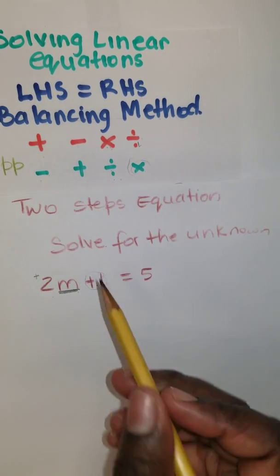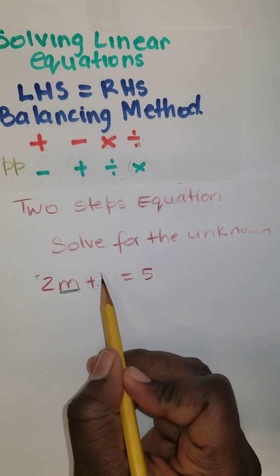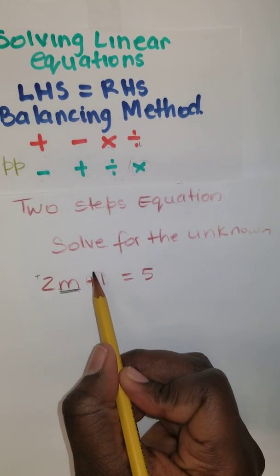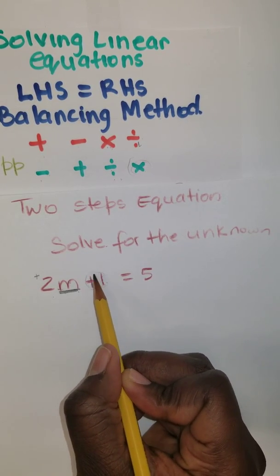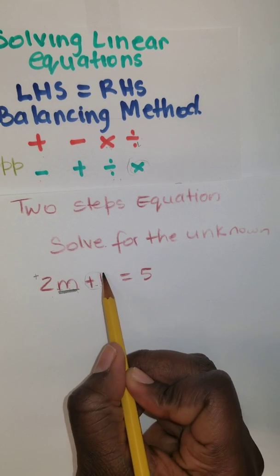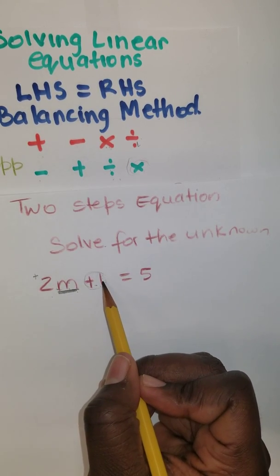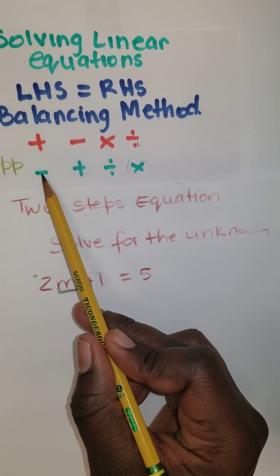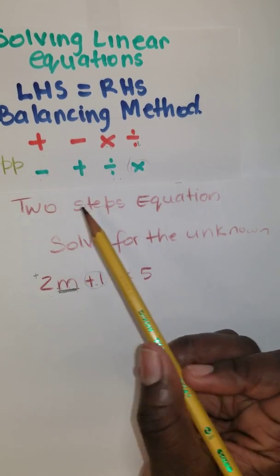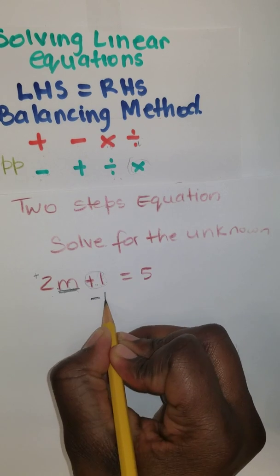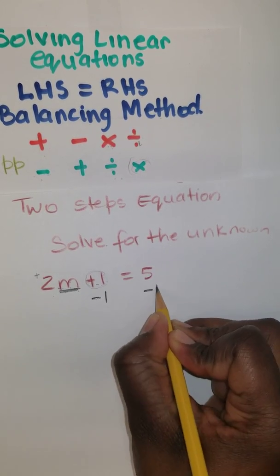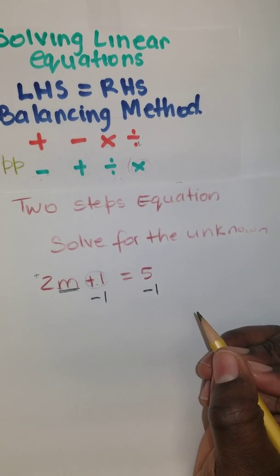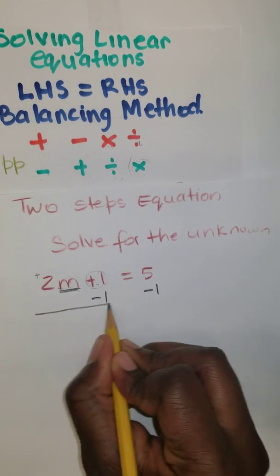Okay? So between these two terms they're adding. So my goal is to get rid of the number or whatever is adding to the 2m. In this case it's a positive 1. To get rid of this positive 1, I must do the opposite operation by subtracting 1 from both sides. So you subtract 1 from the left hand side and you subtract 1 from the right hand side. Okay? Let's simplify.